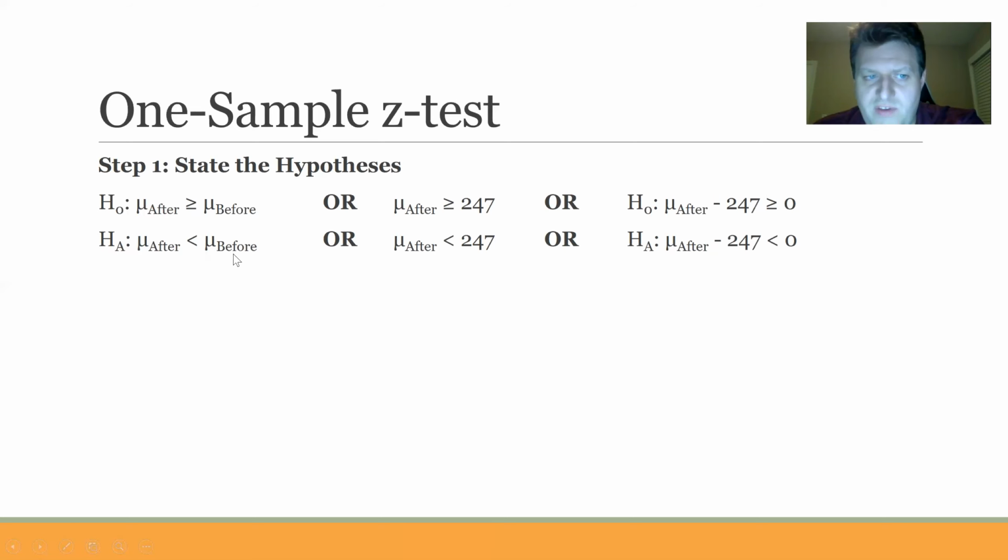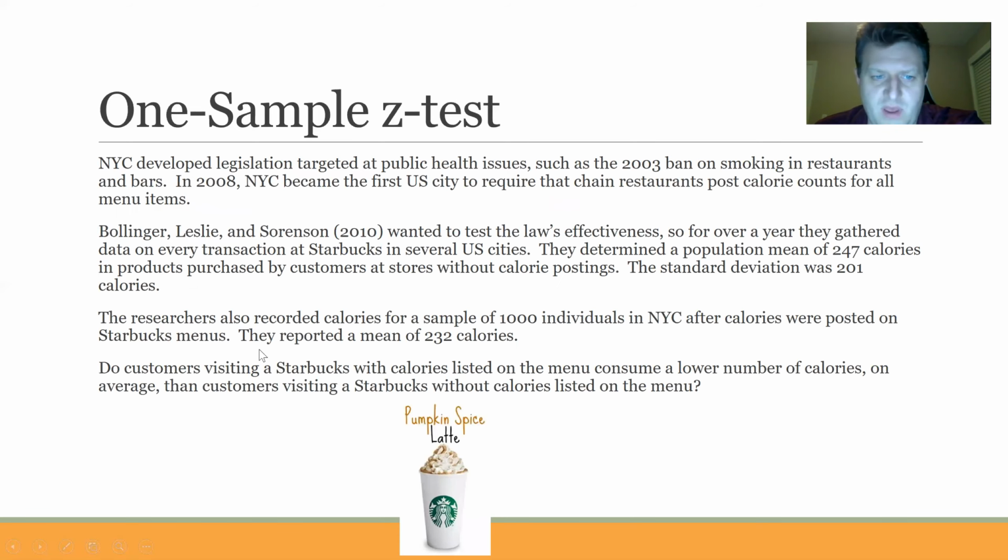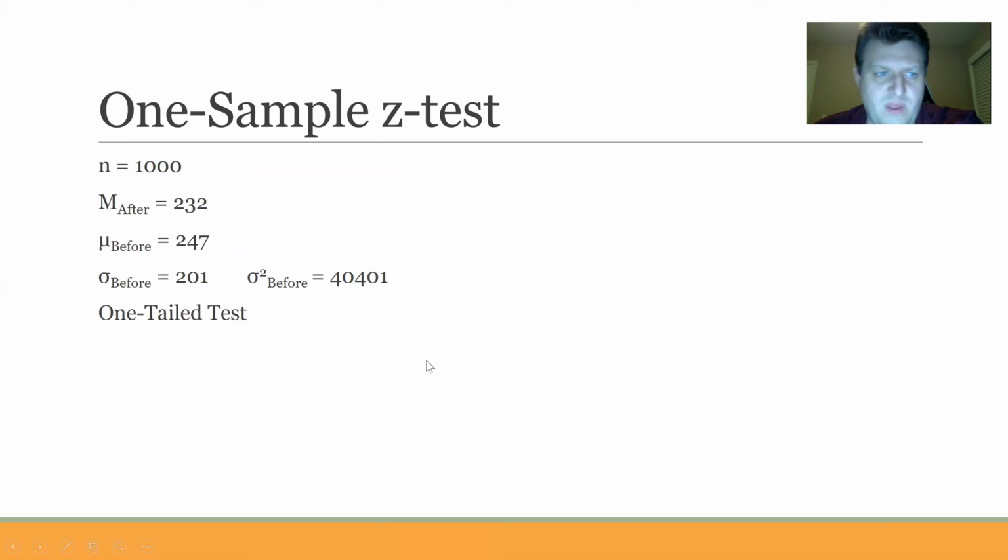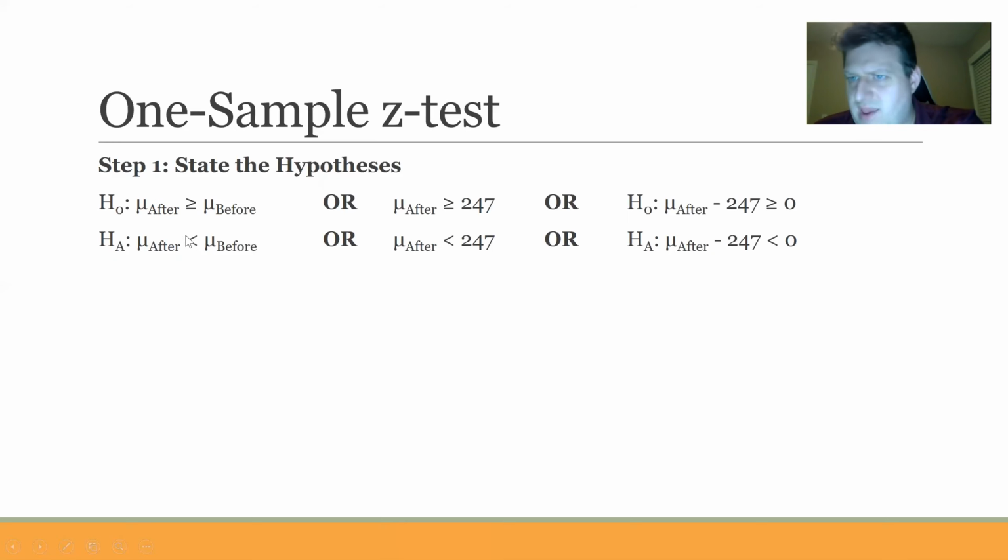All right. Notice that the alternative hypothesis is just mathematical notation of what's right here. Do customers visiting Starbucks with calories listed on the menu consume a lower number of calories than Starbucks visiting without? So the population mean afterwards is lower than the population mean beforehand. And that's what I have right here.